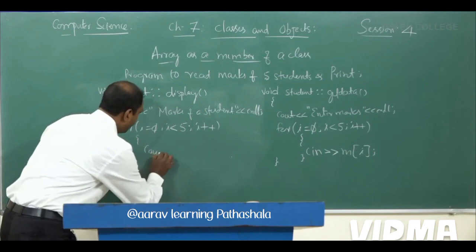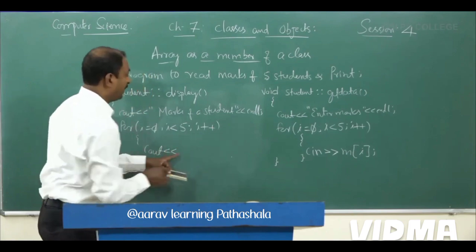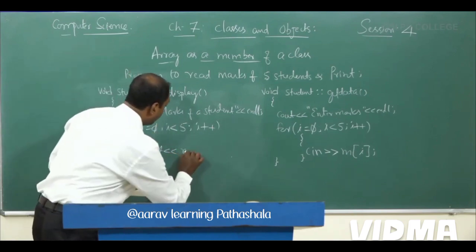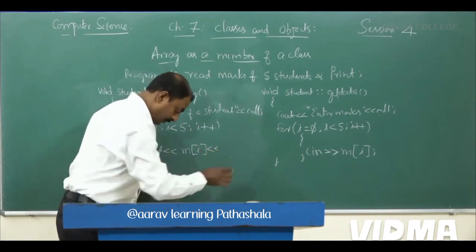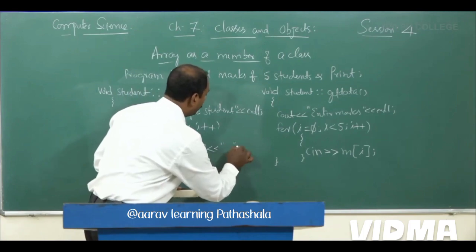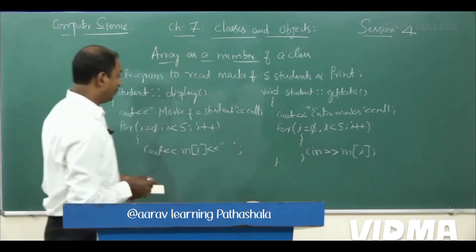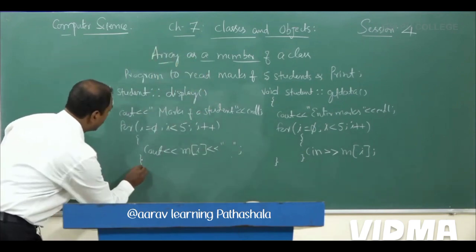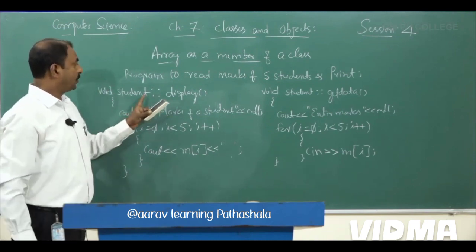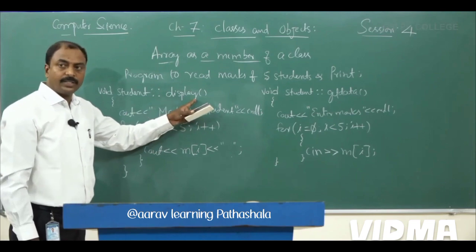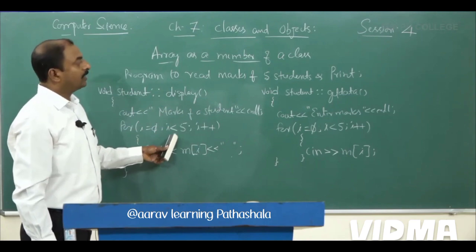I say cout. What is the name of the array here? M. I say M of i, and here we can make use of this to give space in between and semicolon. Then after this I am closing this for loop as well as this function. So this is void, student is the name of the class, display is a function. This is the function definition. So this is a function definition to display the marks of a student.